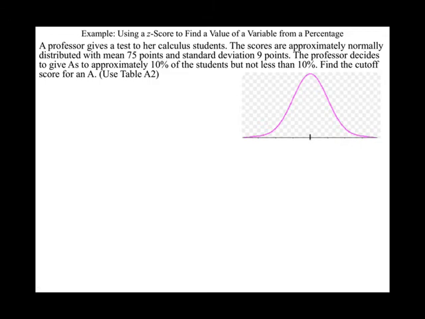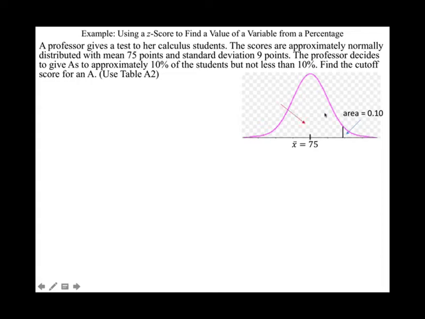We know this is normally distributed, so we have the normal distribution, and we have the mean, 75 points, in the middle. They say the professor decides to give A's to approximately 10% of the students. So the top 10% of the students are going to get the A. The top 10% is somewhere like here. So 10% is talking about the area of the right tail. 10% equals 0.10. The area of the right tail is going to be 0.10.